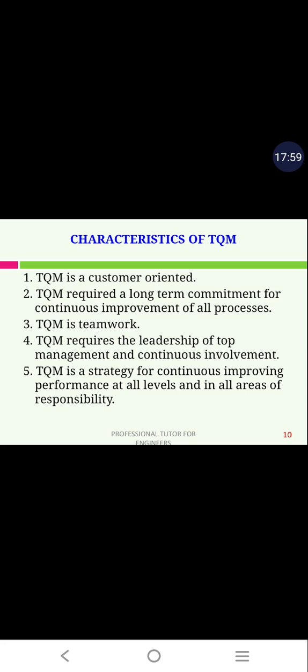And the second characteristic is that TQM requires a long-term commitment to continuous improvement of all processes. So the second characteristic says that whenever a company is implementing TQM, it has to think long term. The company should have a long-term commitment to improve the processes continuously. And the third one is that TQM is teamwork. So what do you mean by teamwork?